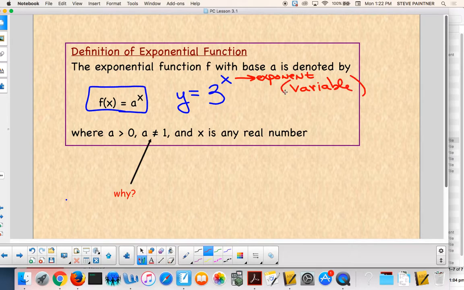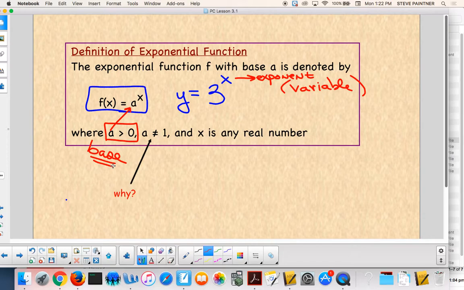Okay? All right, where a must be greater than 0. Where's a? Right there. And notice a lot of people don't know this, but that number is called the base. This is the base number. So where's the base over here, guys? 3 is the base.